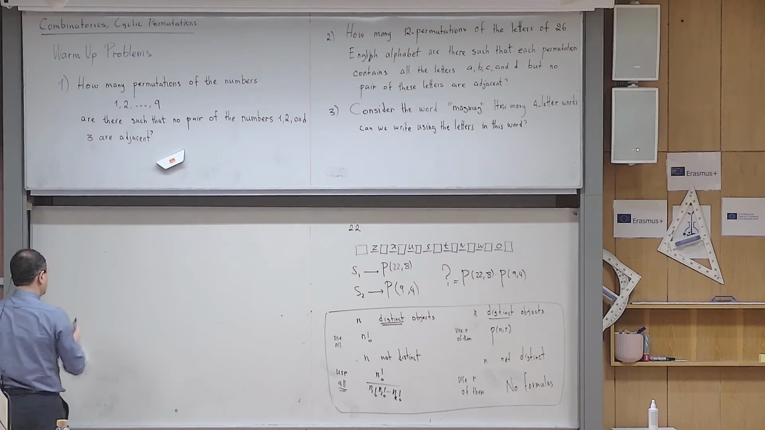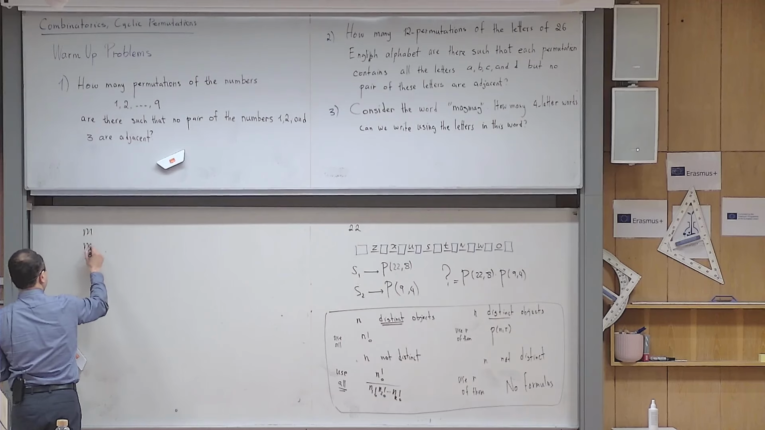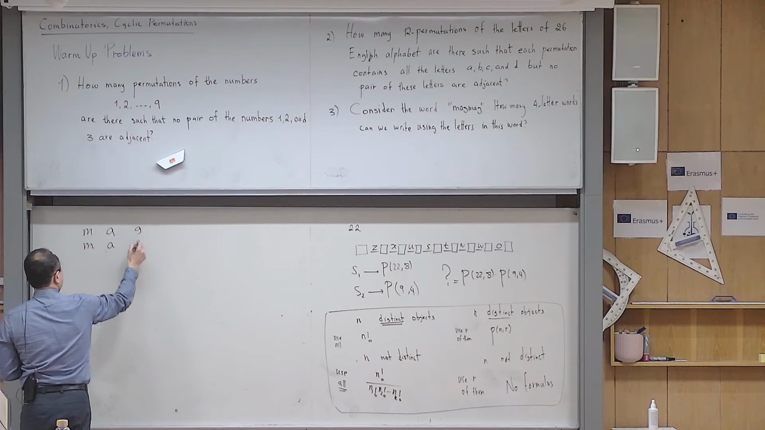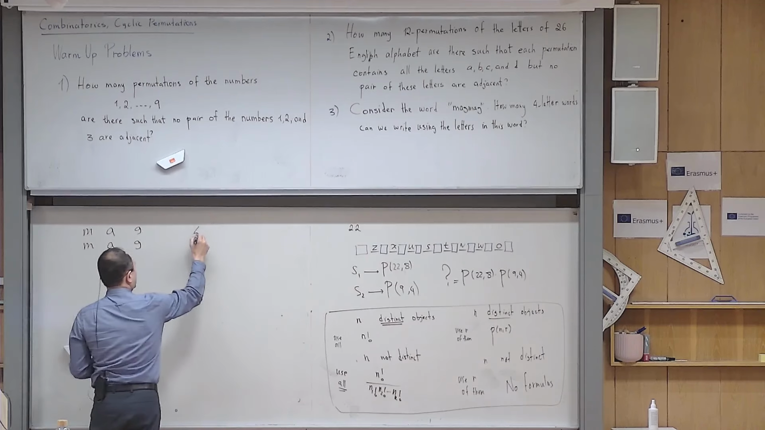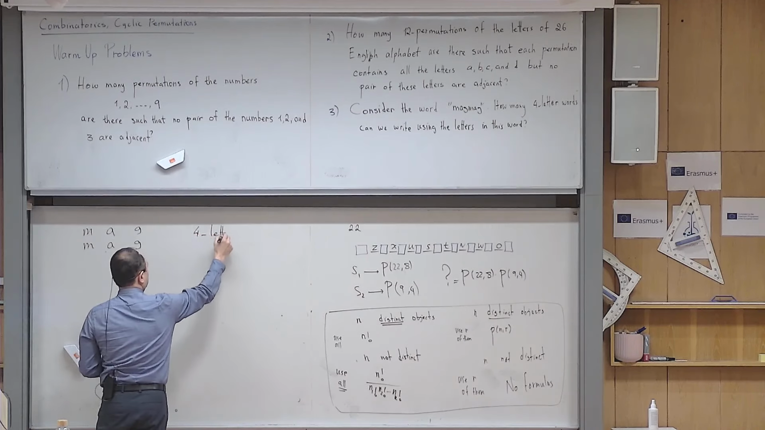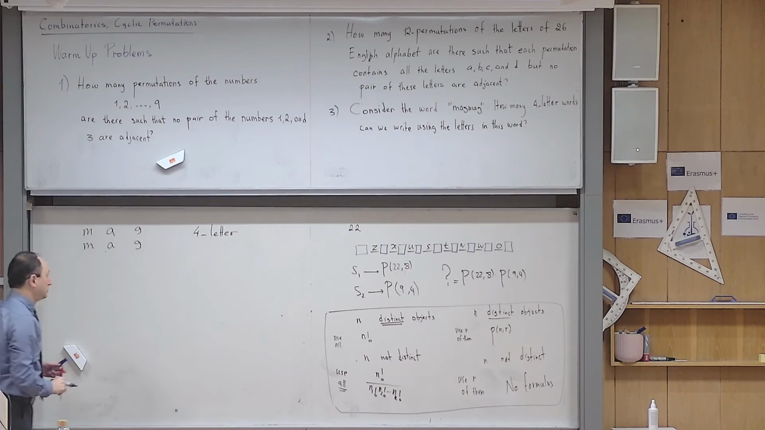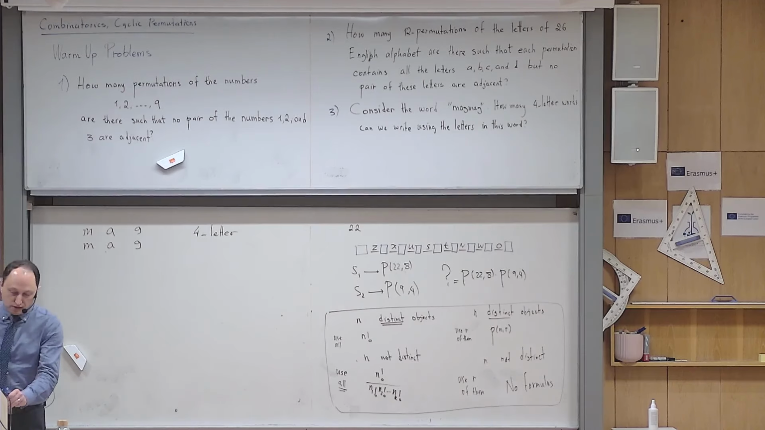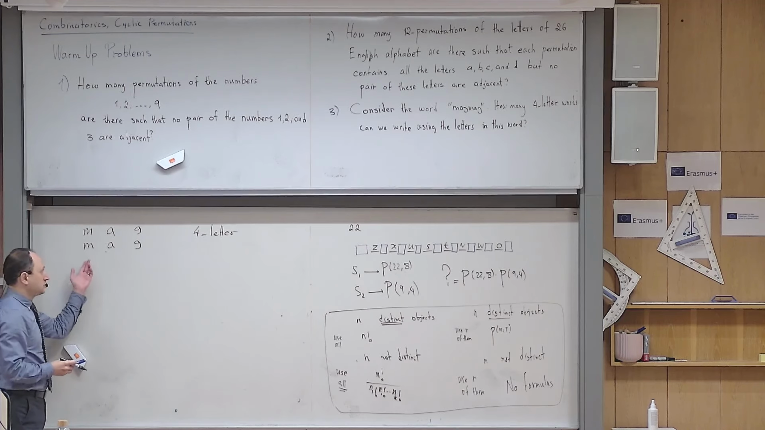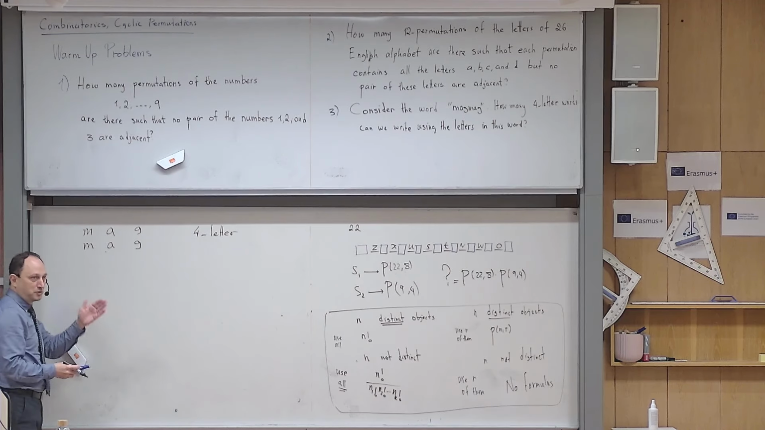So let me write the word magmac here. So we have 2 M's, 2 A's, and 2 G's. And I want to construct a 4-letter word. So I don't know how you think. There is nothing that I can teach you here. You need to think about it yourself, about how you categorize the problem, how you divide the problem.